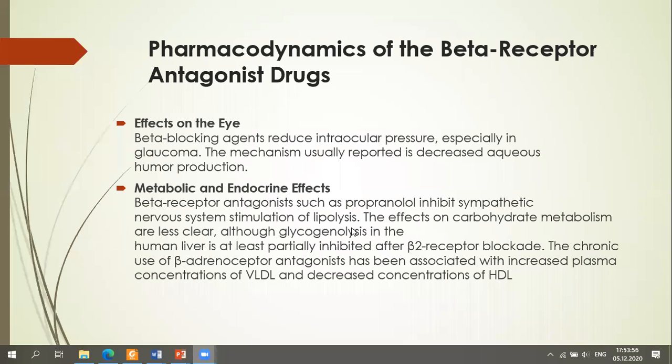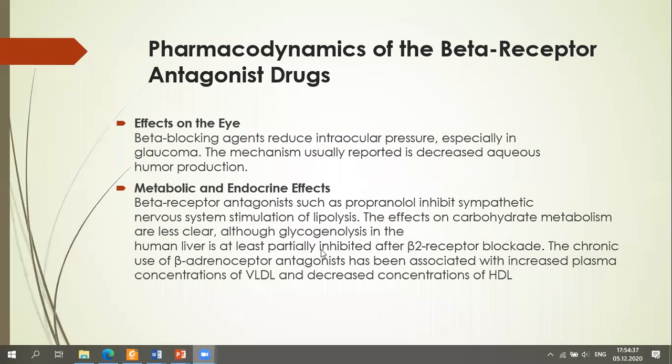So we were continuing with what? Beta receptor antagonists inhibit sympathetic nervous system stimulation of lipolysis. So here, when lipolysis is inhibited, HDL will be decreased, but LDL will be increased. We will be continuing on, and later we will look at these changes again.